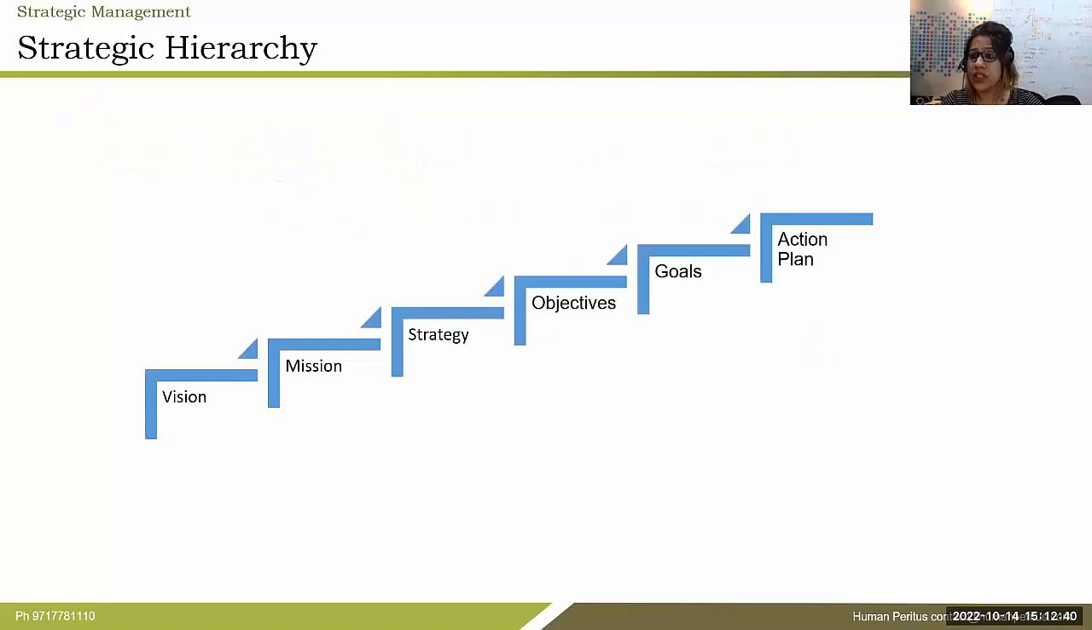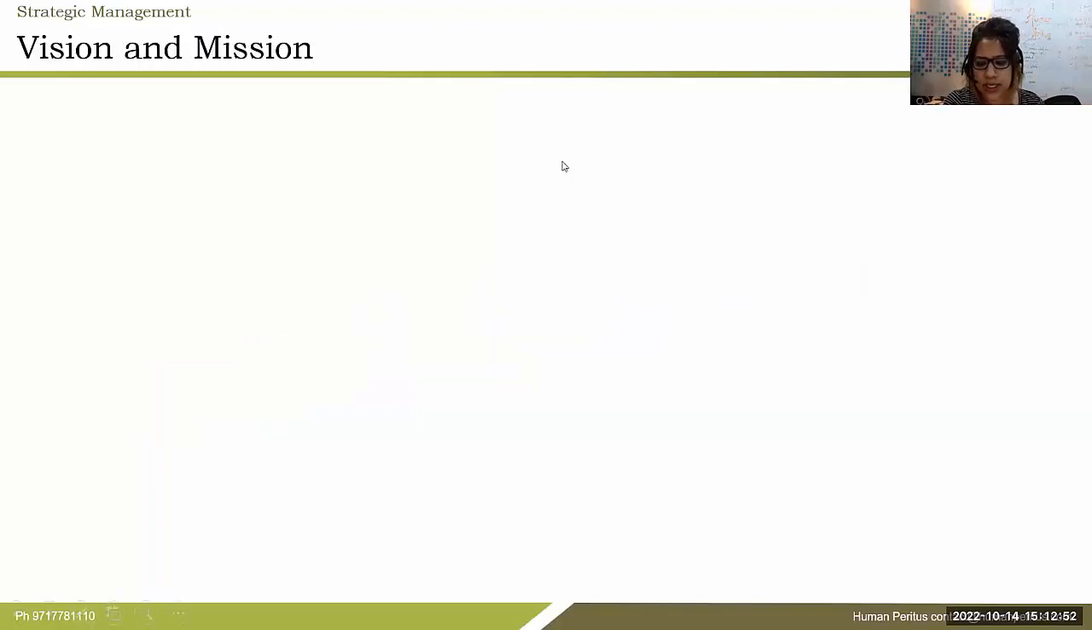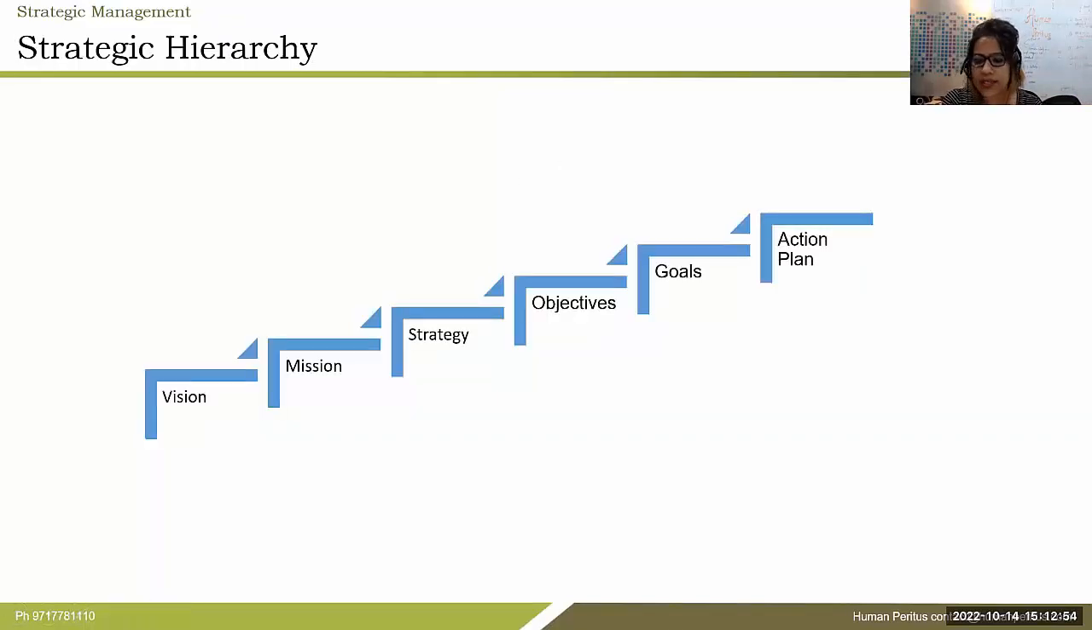Right. Now the strategic hierarchy. If we talk about any organization, an organization is there because there are goals that they are going to achieve. Say I want to do engineering, so my goal is to earn an engineering degree. So there will be a vision, there will be a mission, there will be a strategy I'll prepare, and there will be objectives.